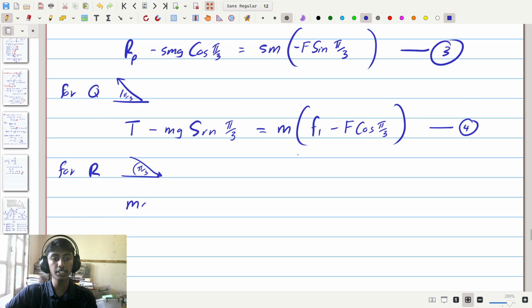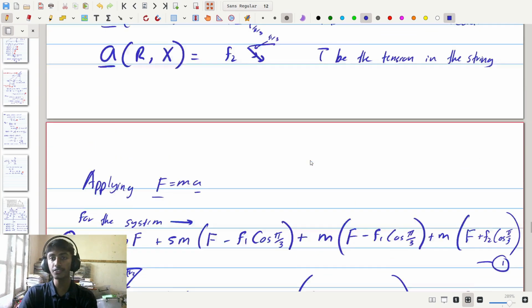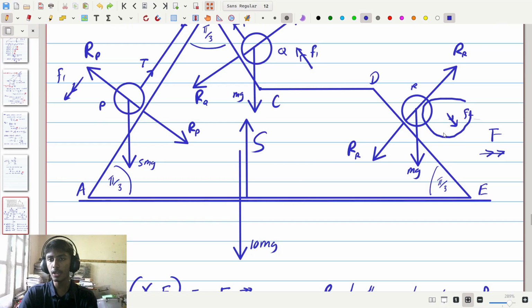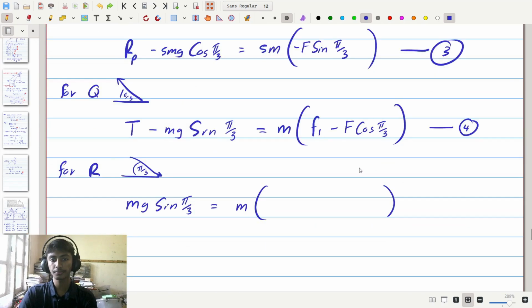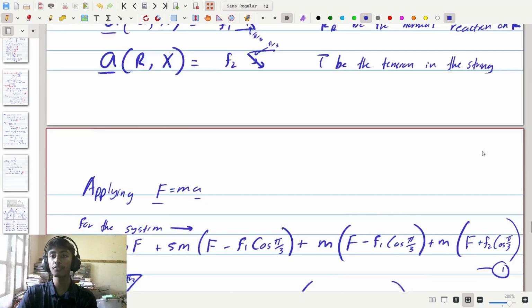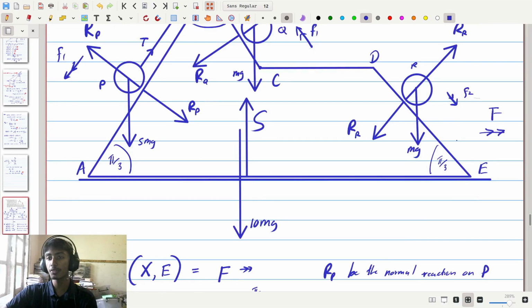So we have mg sine pi by 3 equals, on the right hand side we have m multiplied by the acceleration, which if you write down the acceleration, we have F2, and then we also have the component of the capital F acting down the slope, which if you consider the angles involved, we have this component that we're looking for.